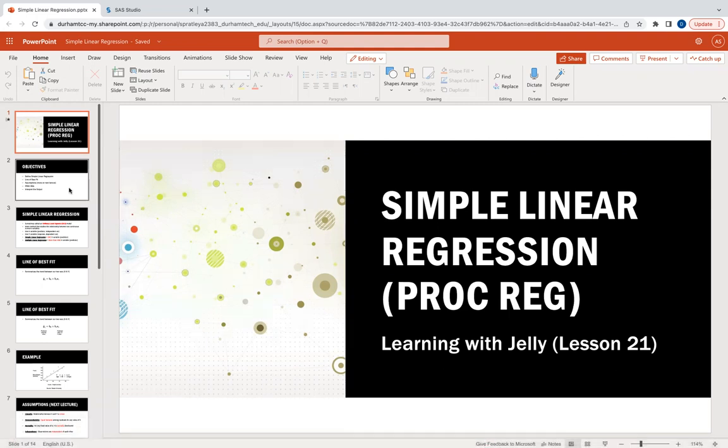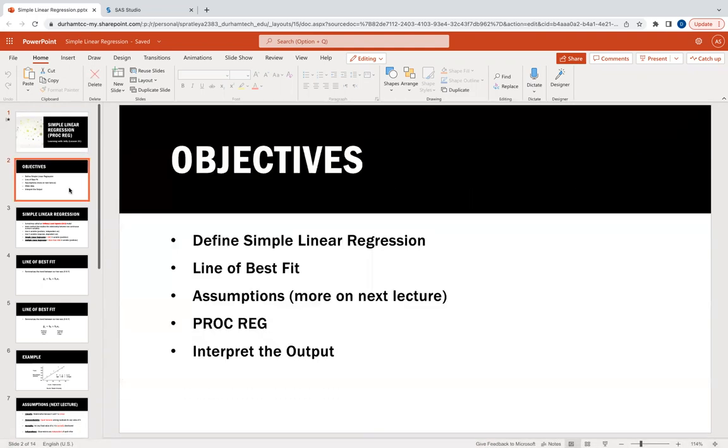So some objectives that we're going to cover today: we're going to define what simple linear regression is and talk about the differences between simple linear regression and multiple linear regression. We're going to talk about that line of best fit that I'm sure a lot of you have seen in some of your future or previous math classes. We're going to briefly state the assumptions, but we're going to have a whole other tutorial on how to check for these assumptions. And we're going to do an example using PROC REG and interpret the output.